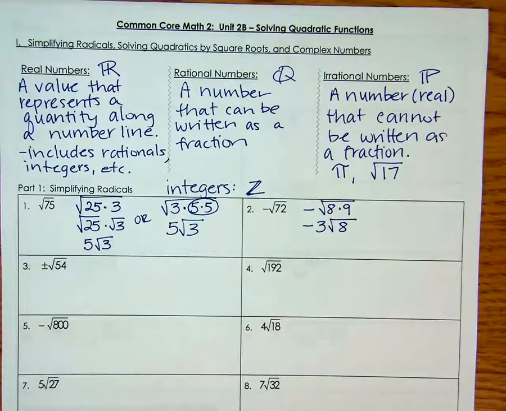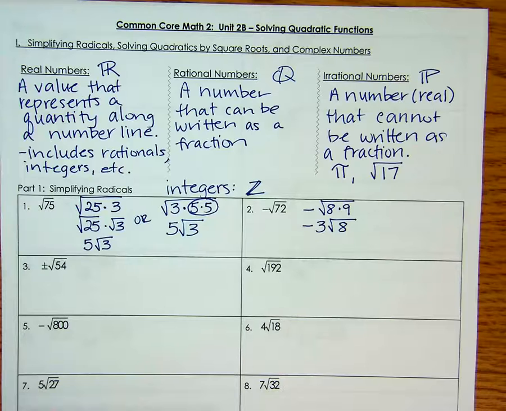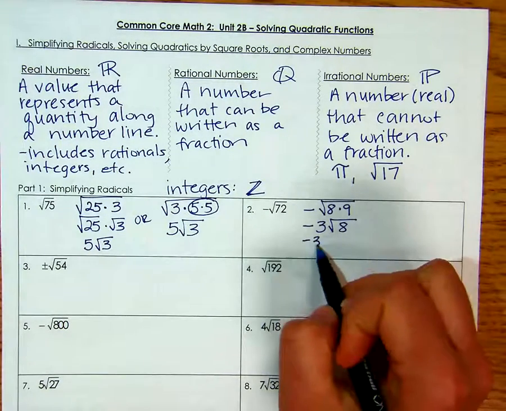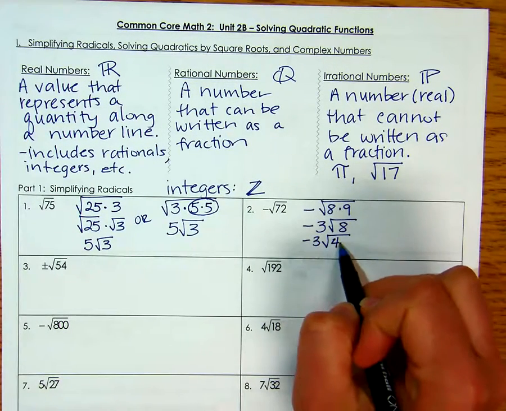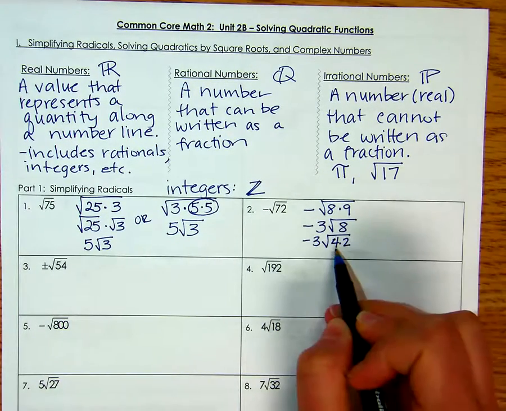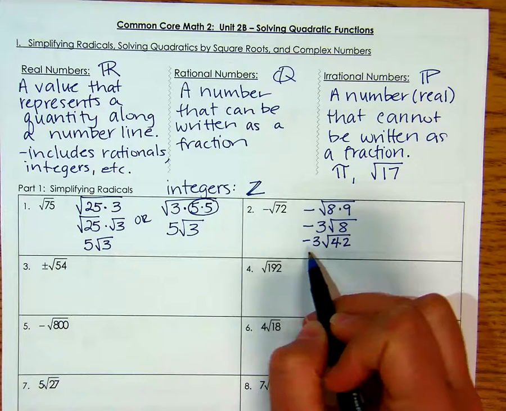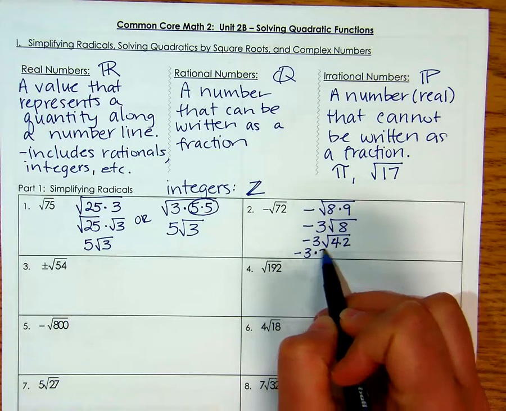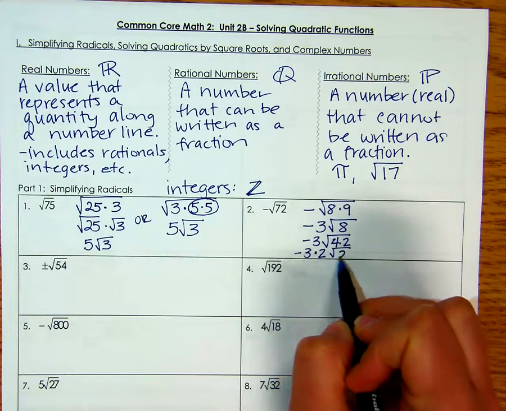Just because you've gotten one perfect square outside does not mean that you need to stop. You need to think through and go to square root of 8. Is there another perfect square? And there is. 4 times 2. So I can take the square root of 4, which is 2. So I pull the 2 outside with a 3, and I keep the 2 underneath.